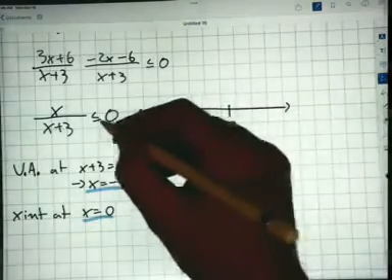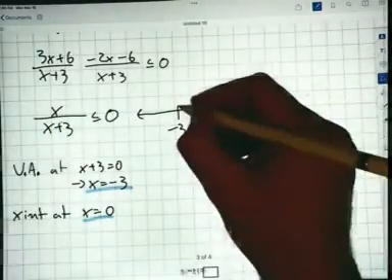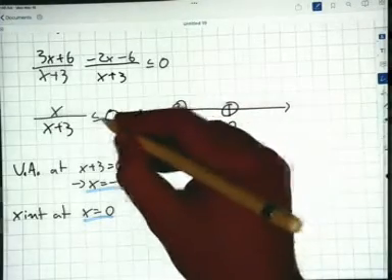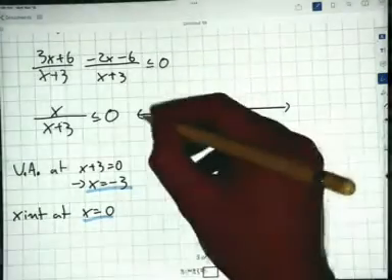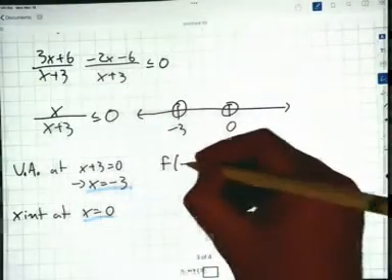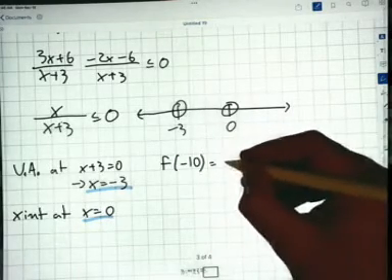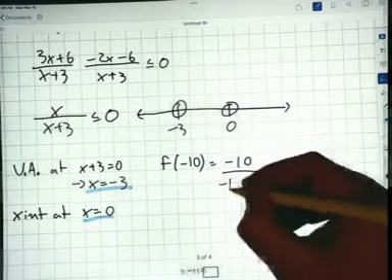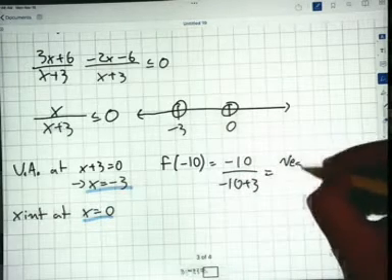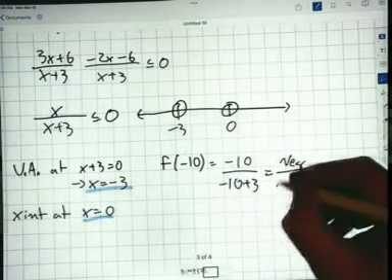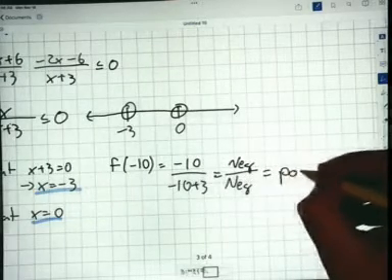And I would like to know, when is this less than zero, or when is it negative? When is it less than or equal to zero? So I need to go through and do some test values. Over here, I like to pick things that I can work with rather easily. F at -10. So that's going to be -10 over -10 plus 3. Well, -10 is negative, -10 plus 3 is still going to be negative, so a negative divided by a negative is positive.